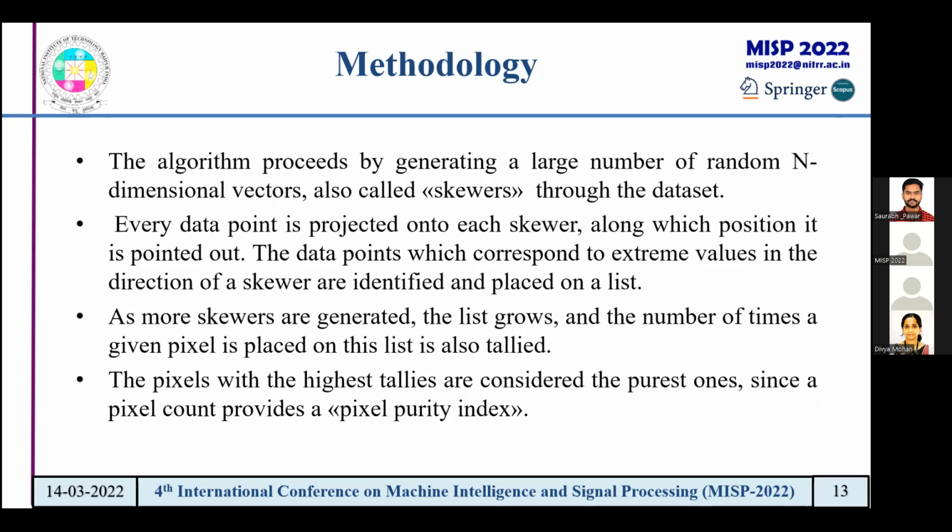The algorithm proceeds by generating a large number of random vectors, or skewers, over the data set. Every data point is projected onto each skewer, along with its position being recorded. As more skewers are generated, the number of times a given pixel is placed on this list is also tallied, and the pixel with the highest value is considered the purest one. Using this purity index, the exact pure pixels are found, because we are giving more importance to the green pixels.